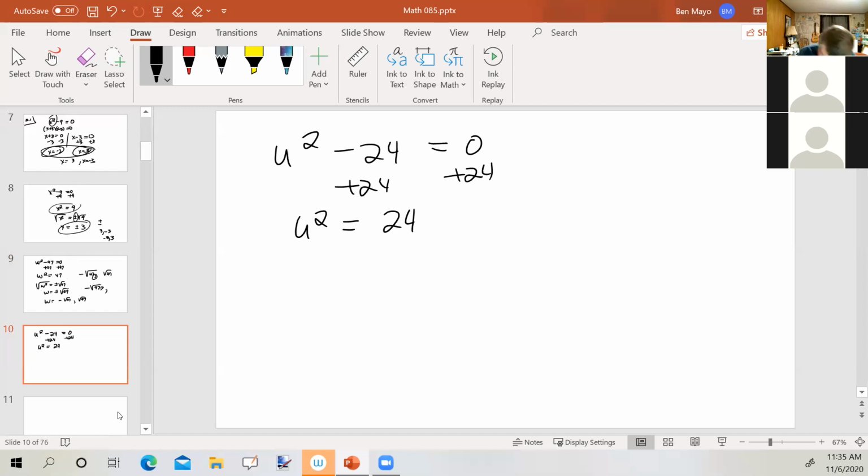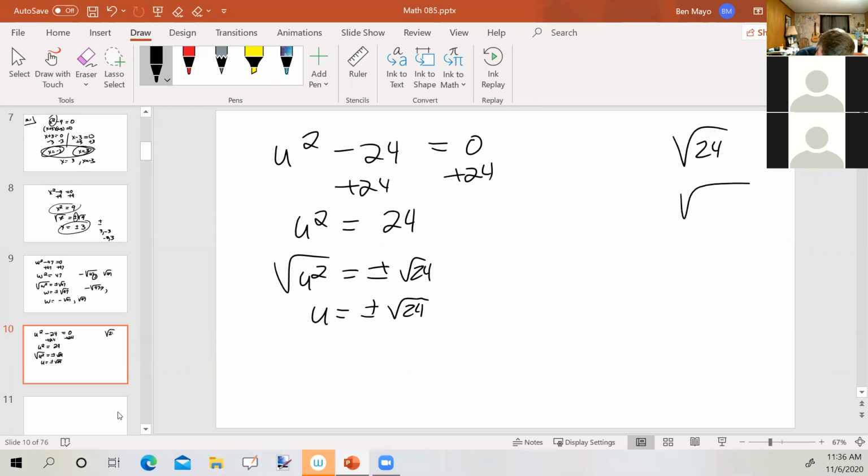So now taking the square root of both sides of the equation, we get u equals plus or minus the square root of 24. However, the square root of 24, we can simplify. Let's see, that would be the square root of 4 times 6. So we get 2 square roots of 6. So u would be plus or minus 2 square roots of 6.